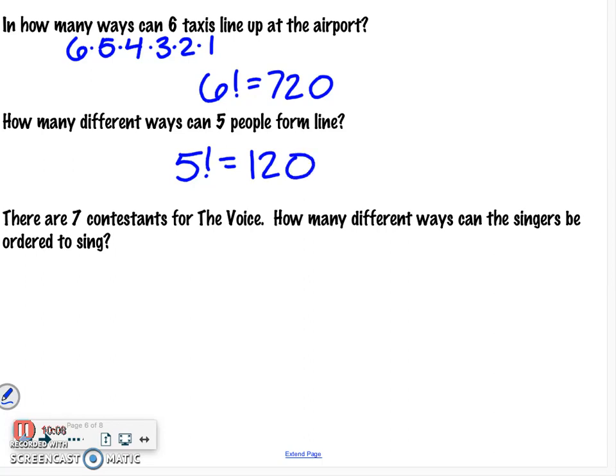And last one on this page, there are 7 contestants for The Voice. How many different ways can the singers be ordered to sing? Okay, so different order of singers, but we only have one number. You should be thinking factorial, because we'd have 7 for the first option, 6 for the next, 5 for the next. So 7 factorial. Plug that into your calculator, 5,040. Okay, just keep in mind factorial problems. The hint usually is there's only one number and we want the order to matter.